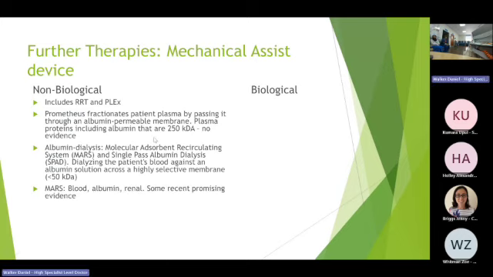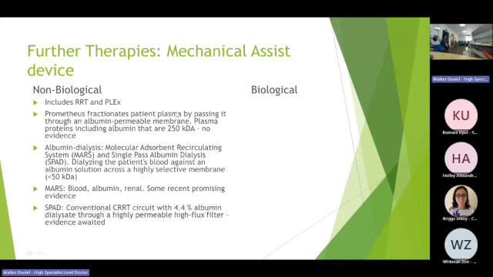So yeah, MARS is like 3 circuits simultaneously. And there's been some recent evidence, I think even from 2022, I think the last evidence was in about 100 patients, which is pretty good for acute liver failure trials. And then SPAD is more of a conventional circuit, but you replace it with 4.5% albumin instead.